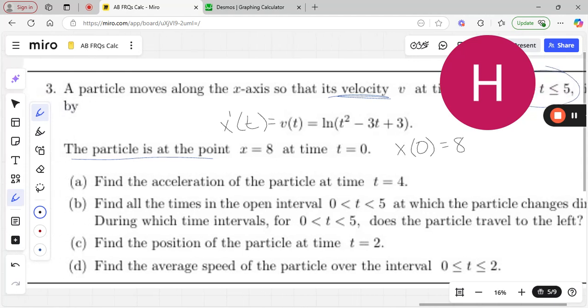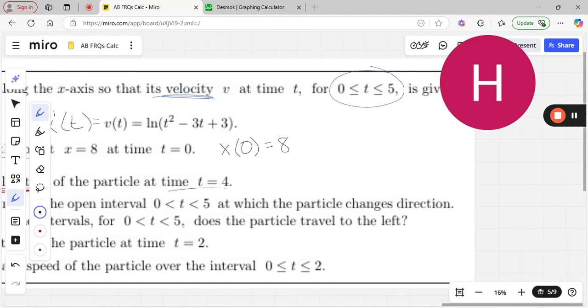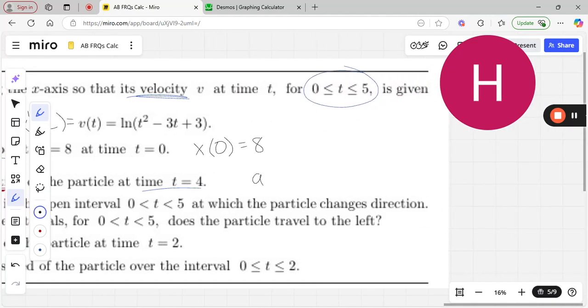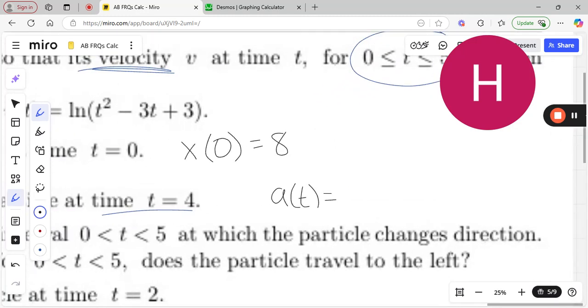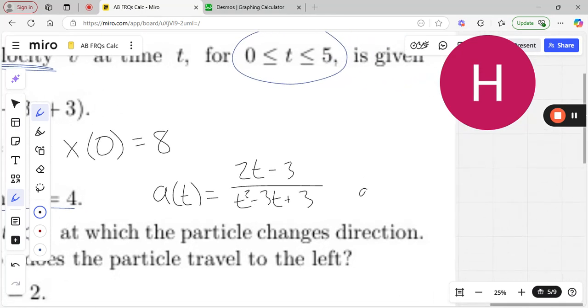Okay, part A. Find the acceleration of the particle at time t equals 4. Well, that's really easy, right? We can just take the derivative. So acceleration is just going to come out to be, that's a cakewalk, 2t minus 3 over t squared minus 3t plus 3. And so a of 4 is simply going to be 5 over 7. That's like super easy, right, guys?